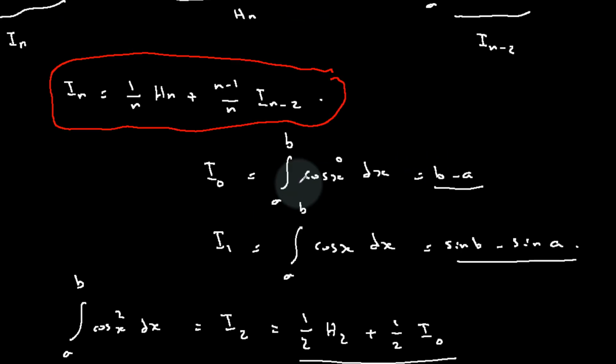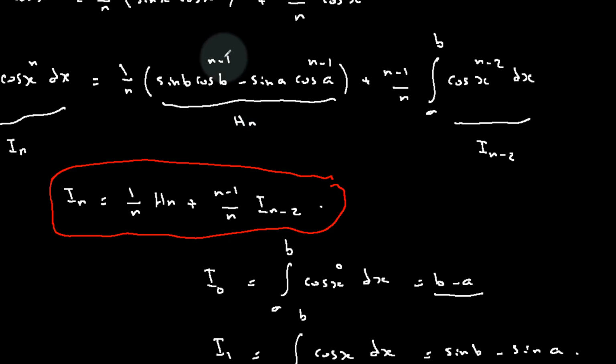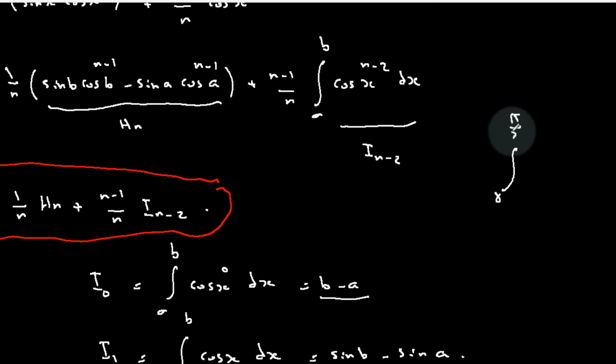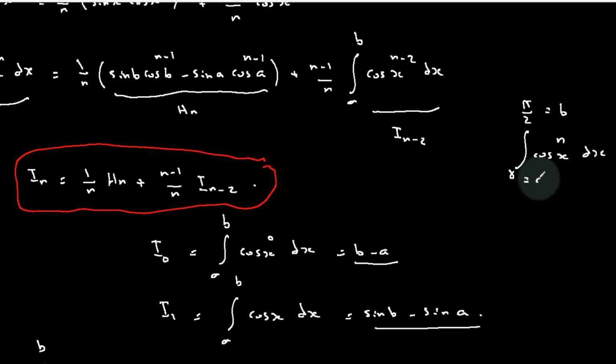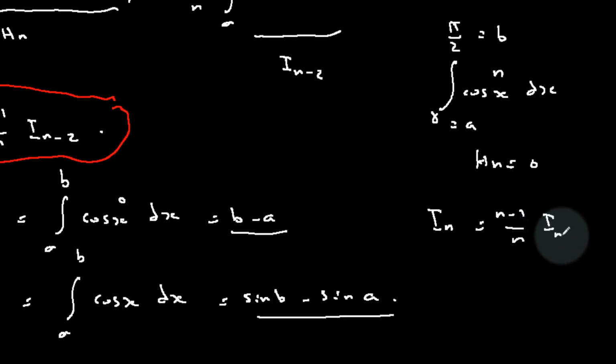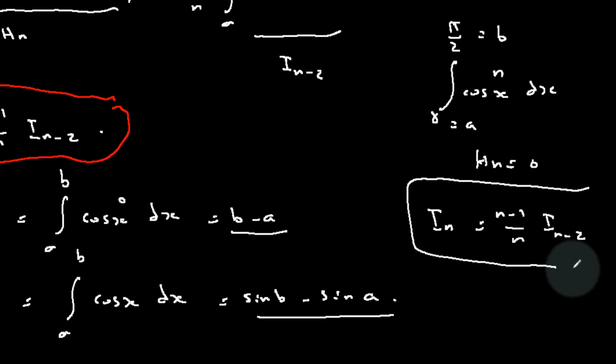Now if we take a special case, the interval from 0 to pi over 2, where the upper limit of integration is equal to pi over 2 and the lower limit is equal to 0, then h_n is equal to 0. In fact, you can verify that. So our recurrence relation can be written as follows: I_n is equal to n minus 1 over n times I_n minus 2. We have this recurrence relation for this case.